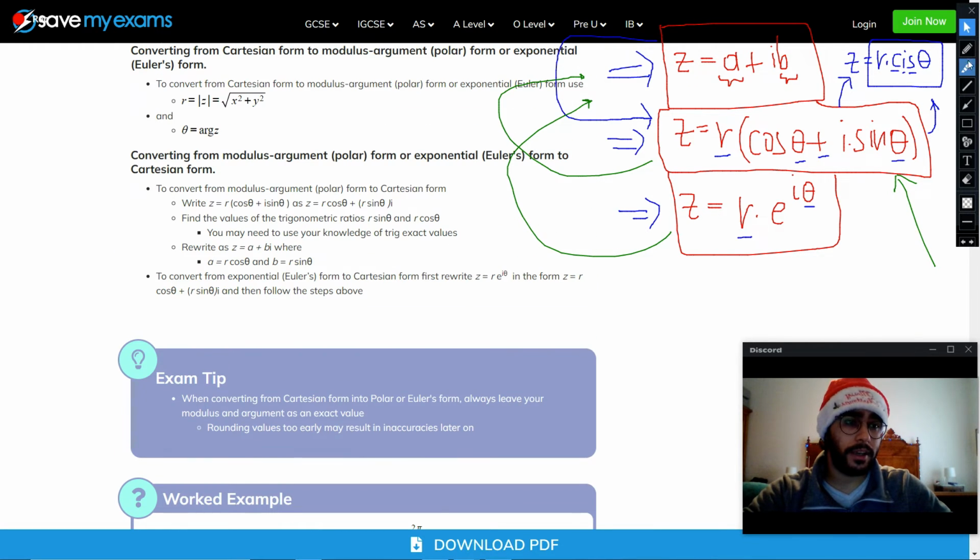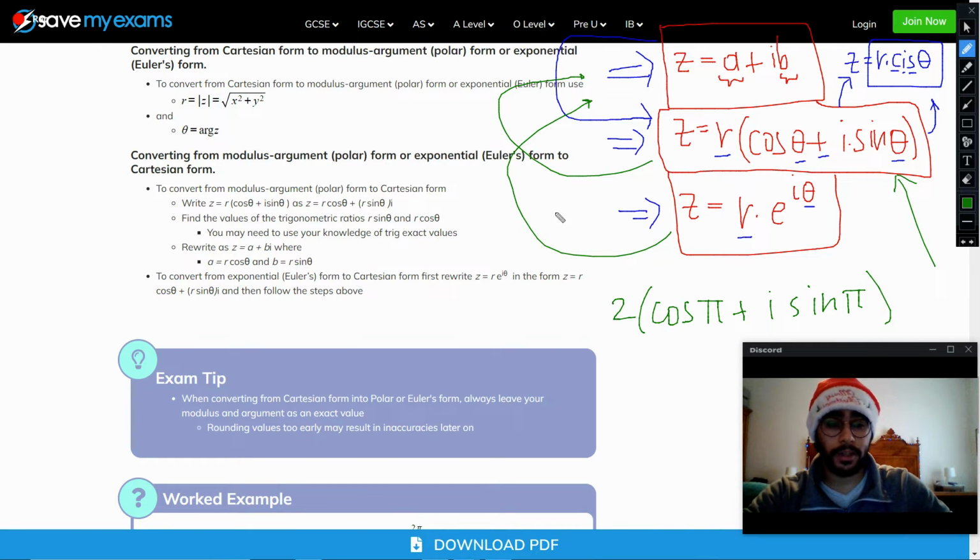Yep, we can do, or I can give you another example myself. Let's say that you have 2 times cosine pi plus i times sine pi. So how do I convert this to the Cartesian form? Well, I open this up, then I will have 2 cosine pi plus 2 times i times sine pi. So what's cosine pi? It's -1, so you have -2 here. What's sine pi? It's 0, so from here you will get 0. So the answer is -2.